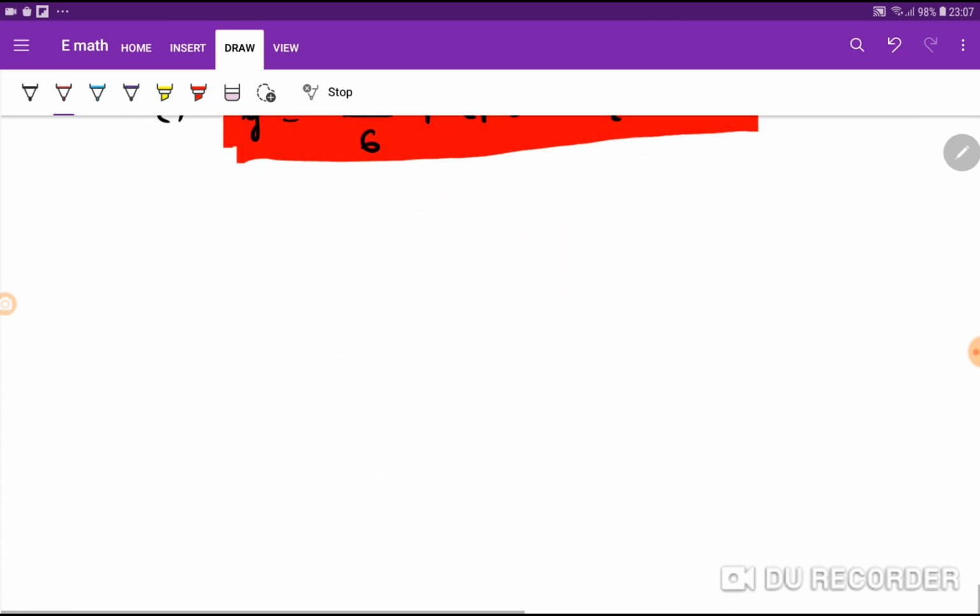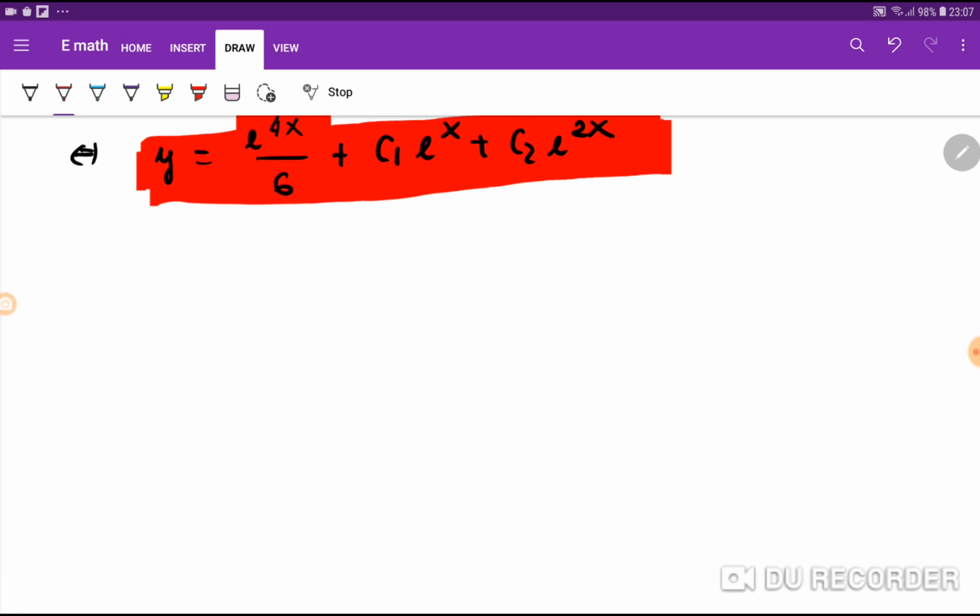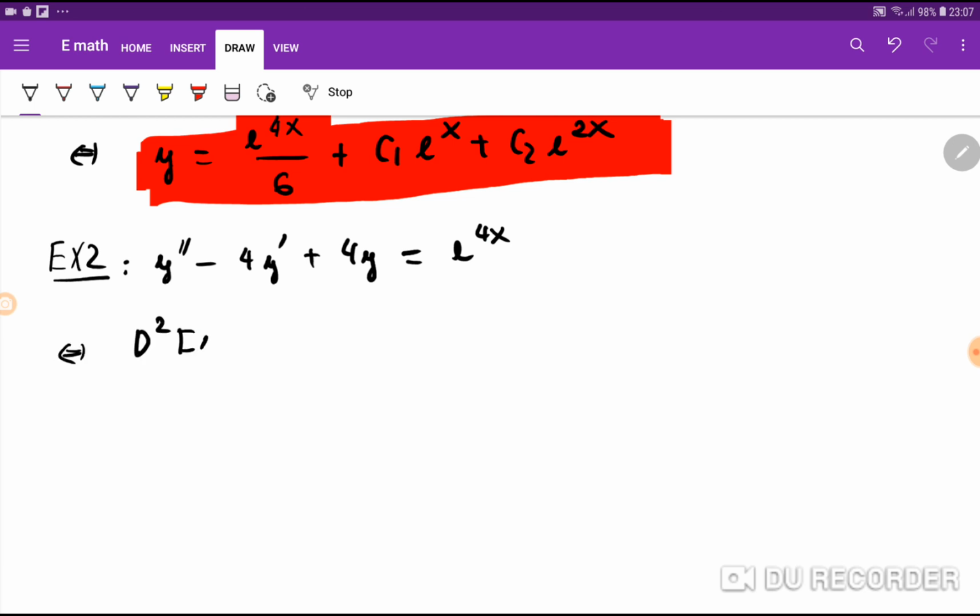Okay, let's do our second example. What's our second example? y double prime minus 4y prime plus 4y equals e to the power 4x. Okay, how are you gonna do this? At first, you rewrite it in derivative operators form, like this, plus 4 equals e to the power 4x. Okay, then you factor out.